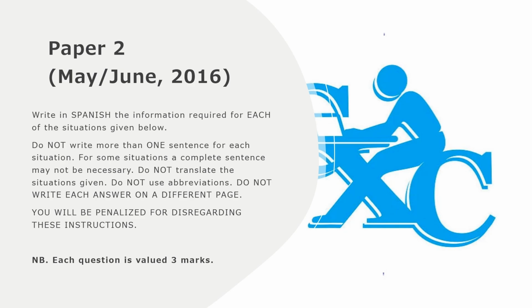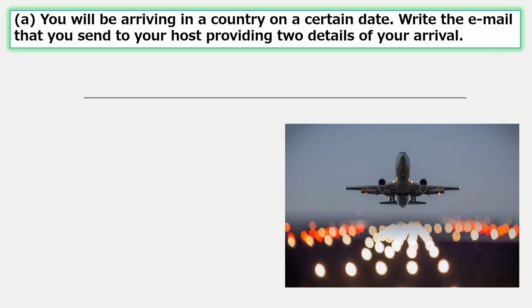So now we are going to jump right into some practice. So here we have our first situation, and the question reads: you will be arriving in a country on a certain date. Write the email that you send to your host providing 2 details of your arrival. So you are required to give flight information here, students.